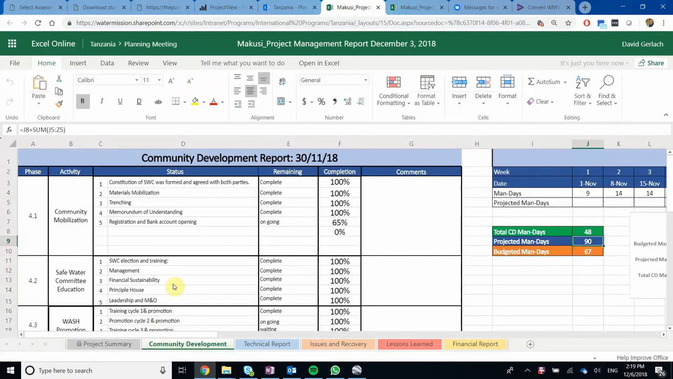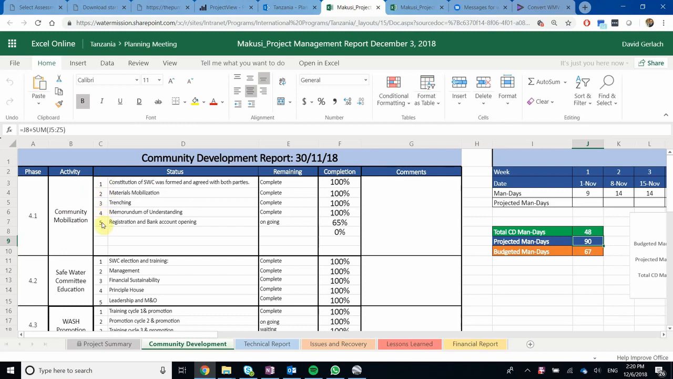So here in the community development, we have each phase listed over here on the left, and this phase corresponds exactly with our PBE, how we budget our projects. Up top we have what date it was accomplished, and so this was on the 30th of November 2018. And then in the activity phase, we have what it's actually called, and then the status of each different item.